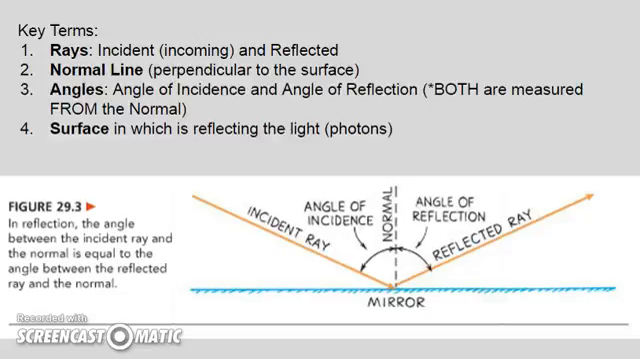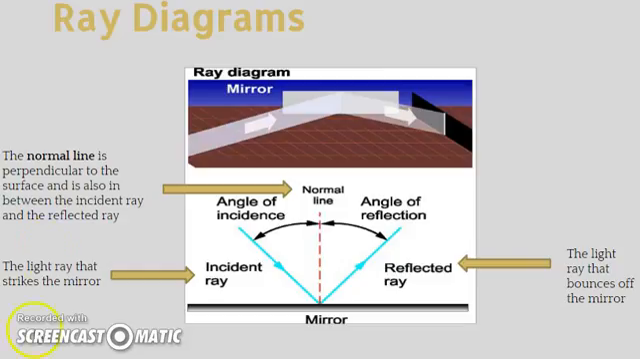So here are the key terms we've looked at in the past. I just want to make sure we understand rays. There's an incident, incoming, and reflected, bouncing off. We have our normal line, we have our angles, and we have our surface. So just a kind of a review there. So looking at this ray diagram here, I know it's review, but I just want to make sure we get this. Normal line, the incident ray, and reflected ray.